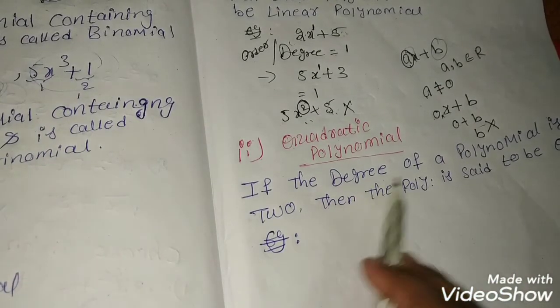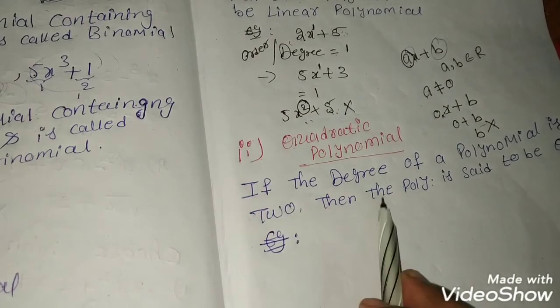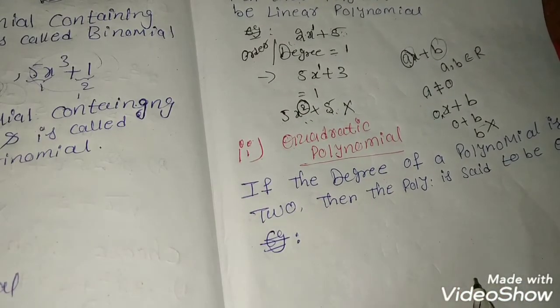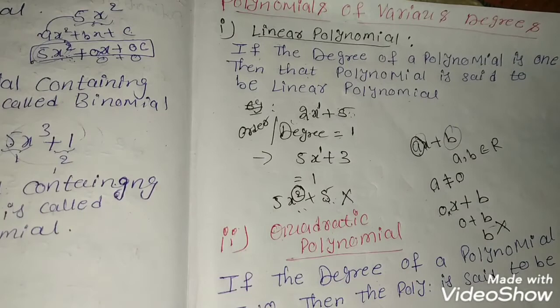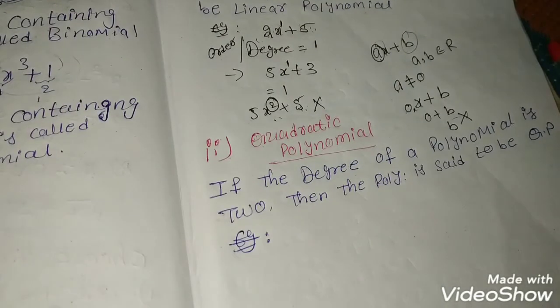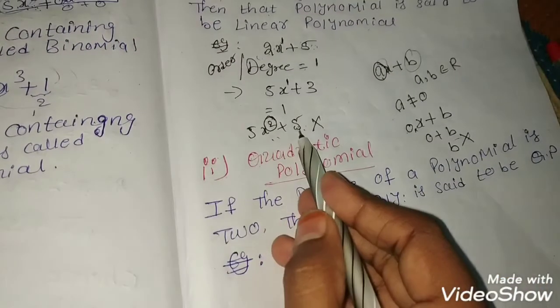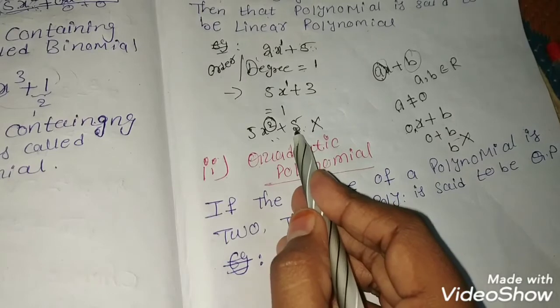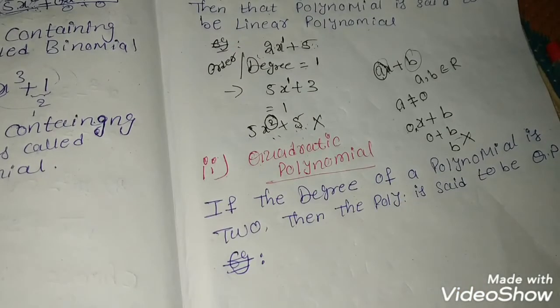If the degree of a polynomial is 2, then the polynomial is said to be a quadratic polynomial. See here, what is a linear polynomial? The degree must be 1. And what about the quadratic polynomial? The degree must be 2. For example, 5x square plus 5. This is not a linear polynomial, but this is a quadratic polynomial.